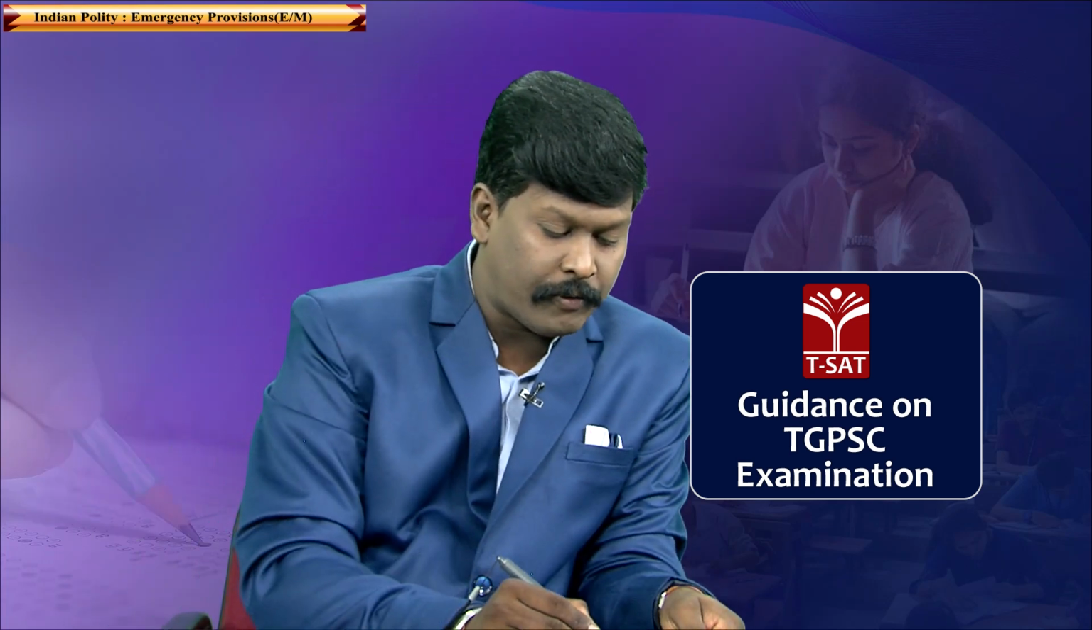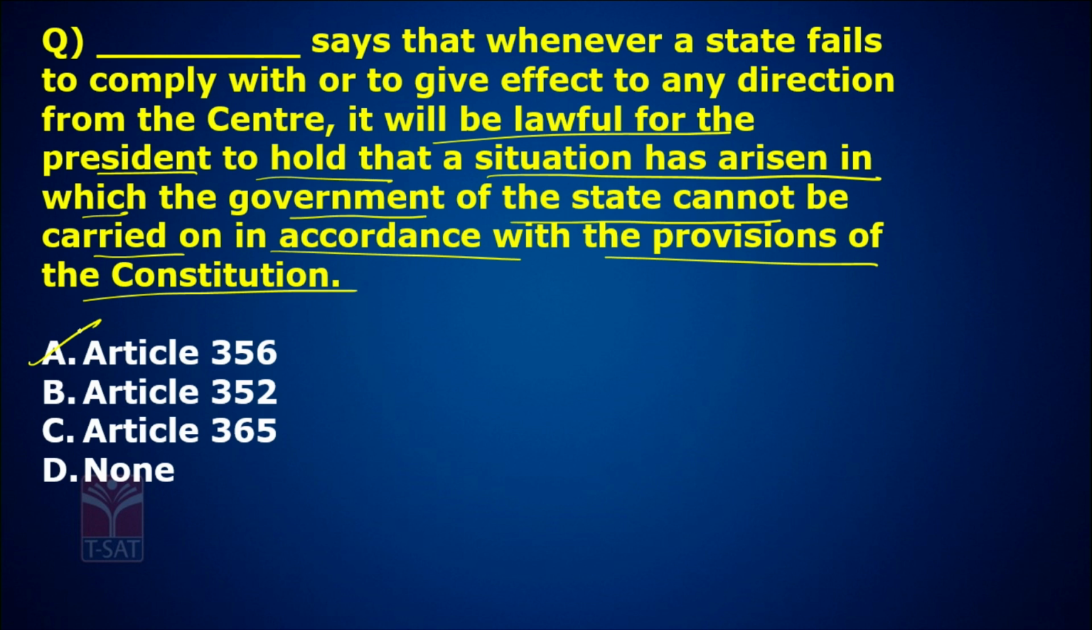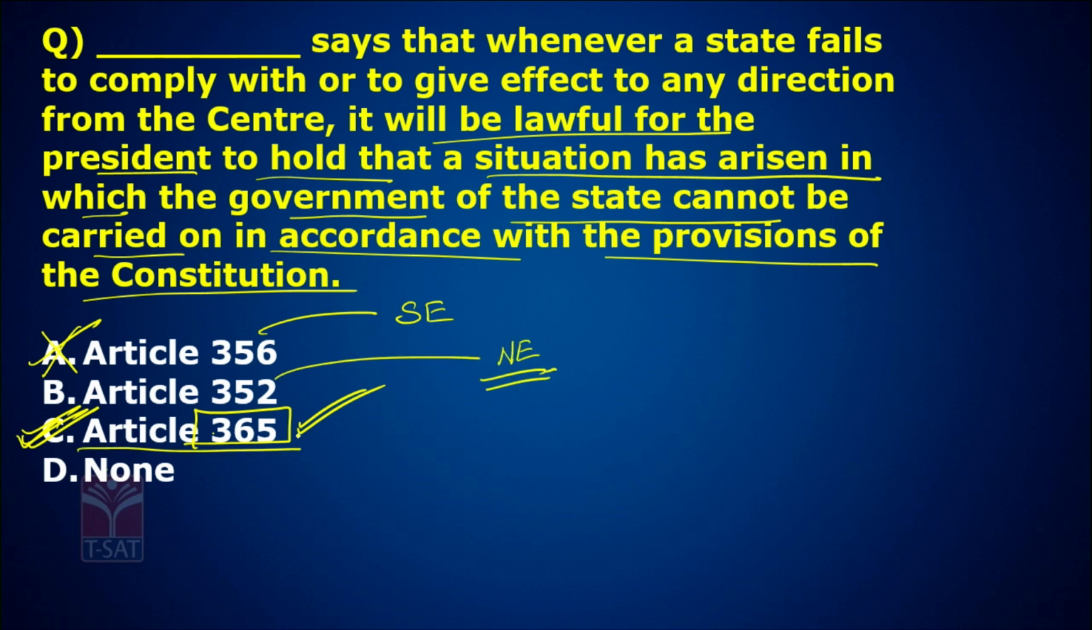One of the actions is President rule. This President rule is discussed in Article 356. This is an action oriented thing. But this statement doesn't talk about President rule. It says when the state is not following the center, the President can take an action according to Article 365. The answer is 365, not 356, because 356 talks about state emergency, 352 national emergency. So this is very important.